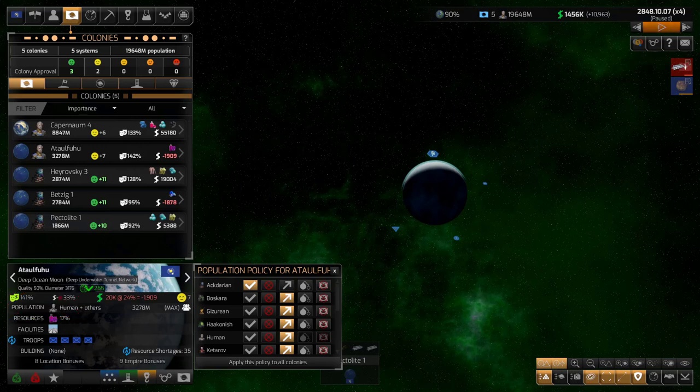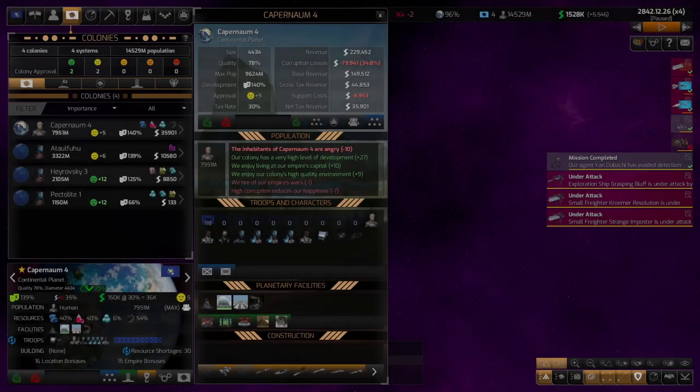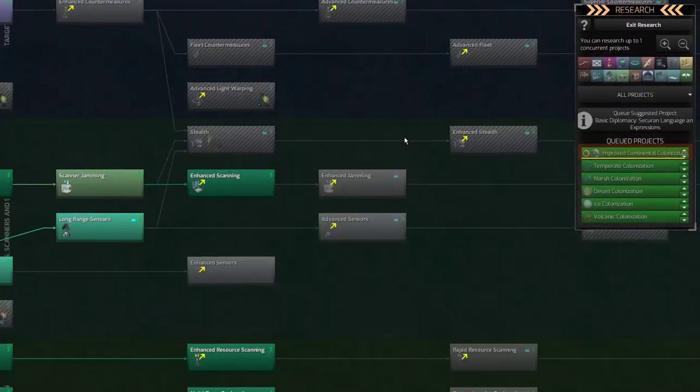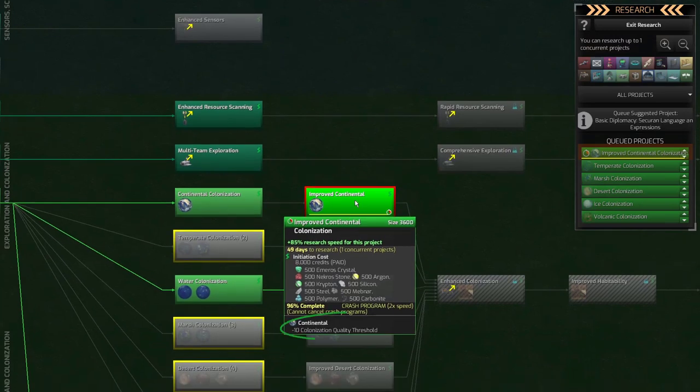All right, let's take a look at the research screen. And we're going to talk about other ways we can improve quality and suitability. Okay, finally, we're going to look at techs that improve suitability. So I'm researching this tech, I'm almost done, called Improved Continental Colonization. Let's take a look at that. And you'll see at the bottom here that after I finish this research, I'm going to get a minus 10 colonization quality threshold. There's a weird way that they mix the race bonus versus a colonization quality threshold.